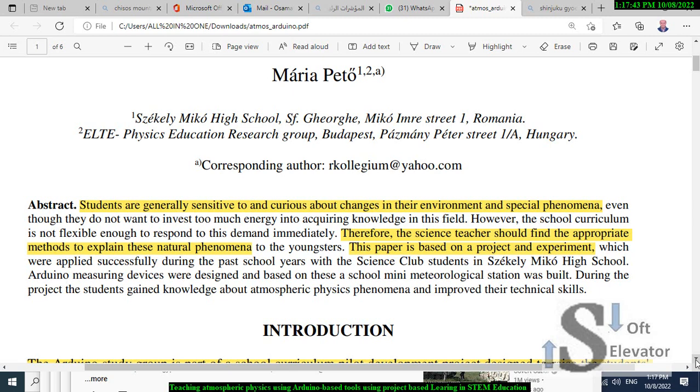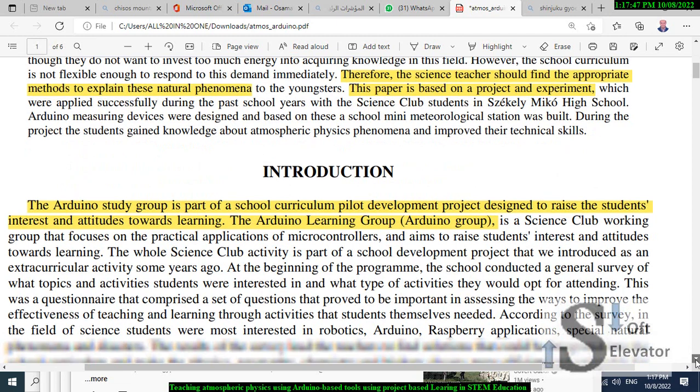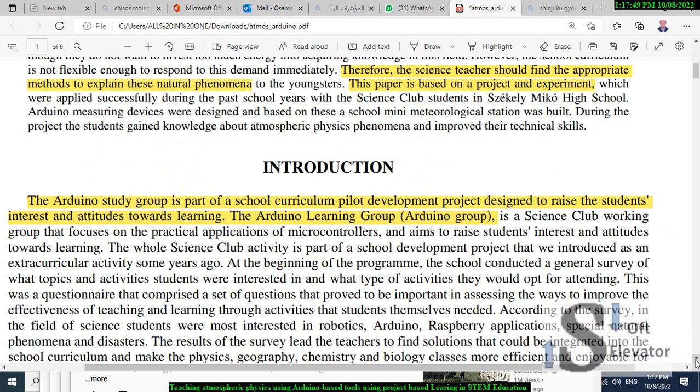This paper is based on project and experiments. Introduction. The Arduino study group is part of a school curriculum pilot development project designed to raise the students' interest and attitudes towards learning. The Arduino Learning Group.